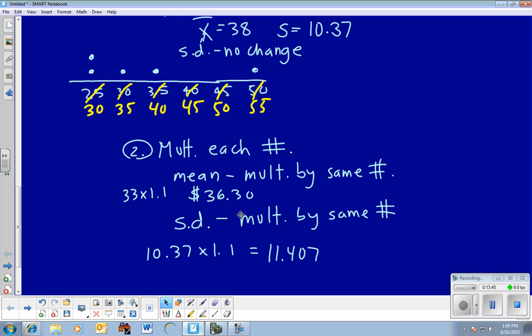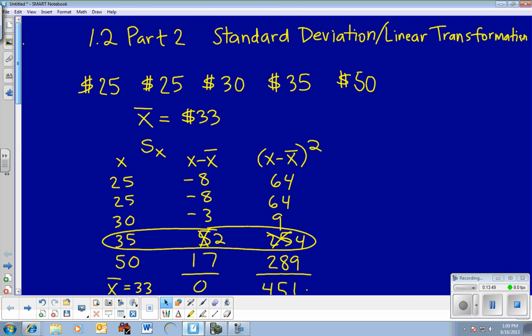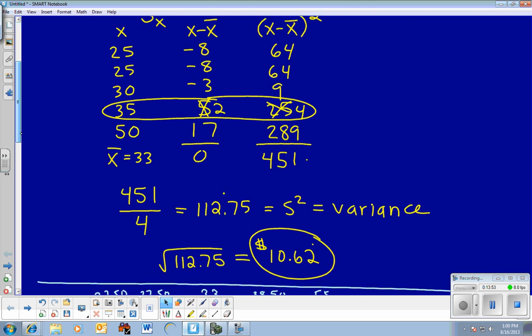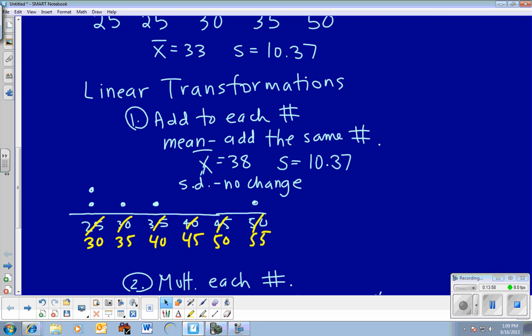All right, so there is the rest, as far as the video goes, the rest of section 1-2, standard deviation by hand and by calculator, and then linear transformations. All right, so that's it for 1-2.